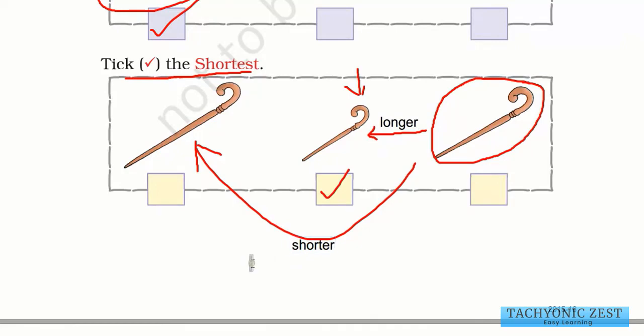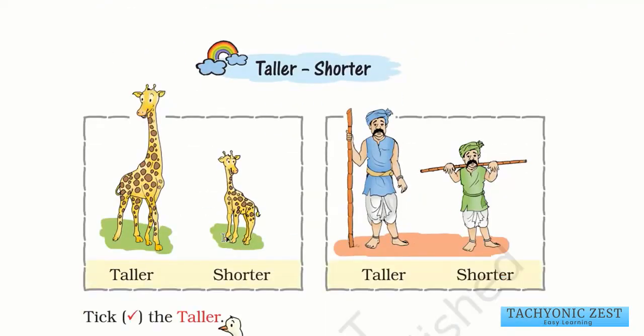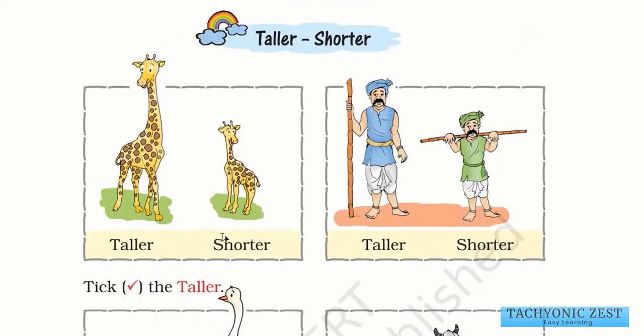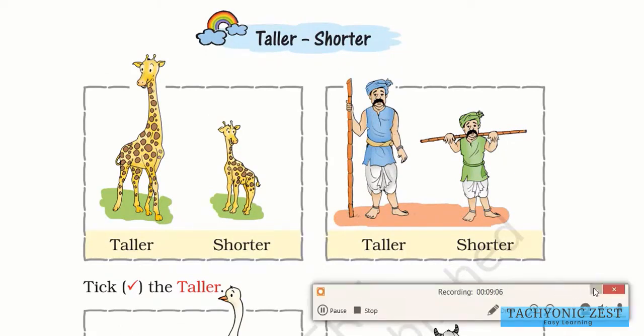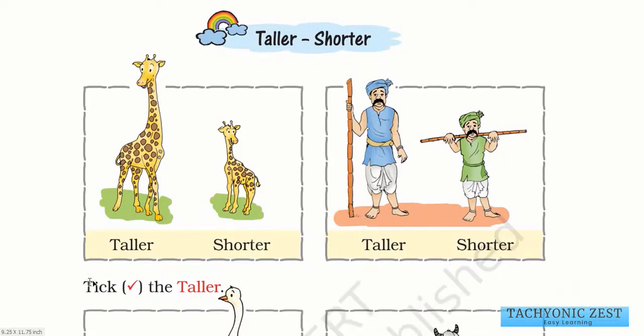Correct, absolutely correct. Let us see the next one. This is taller, shorter. Okay, so we have to now see which one is taller and which one is shorter. So these are 2 giraffes. Okay, and out of these 2 giraffes, we have to say which one is taller and which one is shorter.